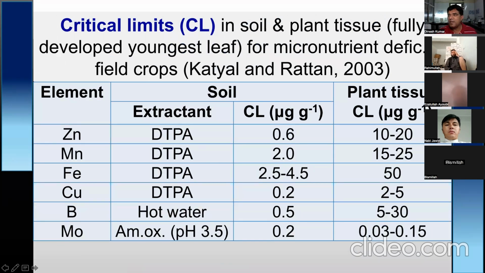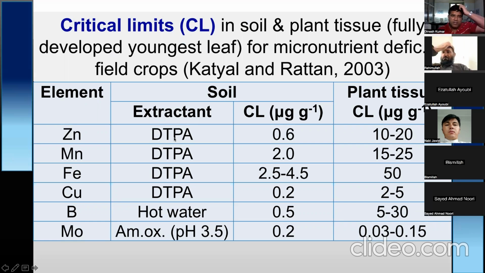Now you can see the critical levels or critical limits in soil and plant tissue. Fully developed youngest leaf for micronutrient deficiency in field crops. So you can see for zinc in soil, the extractant is DTPA. DTPA is an extractant with the help of which we can extract the zinc from soil or plant.